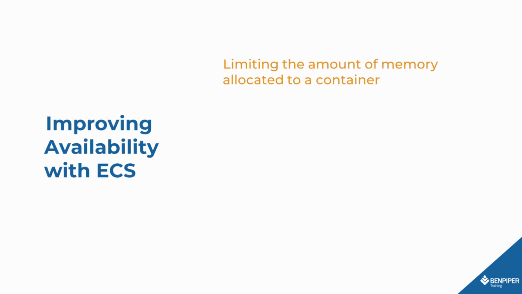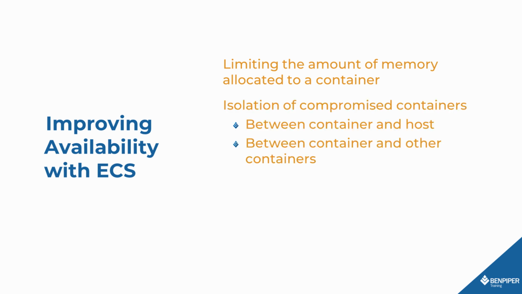For example, if you're running buggy application code that causes a memory leak, ECS can help you avoid an outage by limiting the amount of memory allocated to each container. You always want to be thinking about how your design itself can impact availability. Another example, the web service may have a vulnerability that an attacker can use to get shell access to the instance. Well, if that service is running in a container, you have a level of isolation between the container and the host operating system, as well as between the compromised container and other containers. Obviously, an attacker messing around in your system can definitely hurt availability.